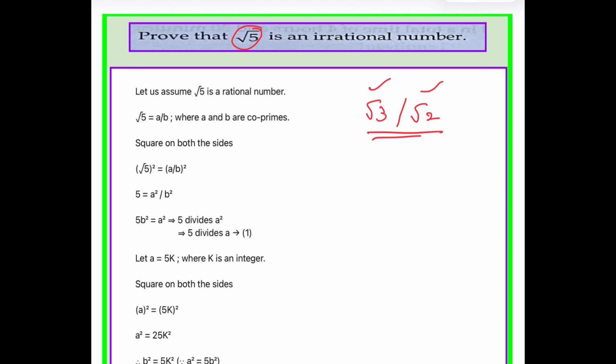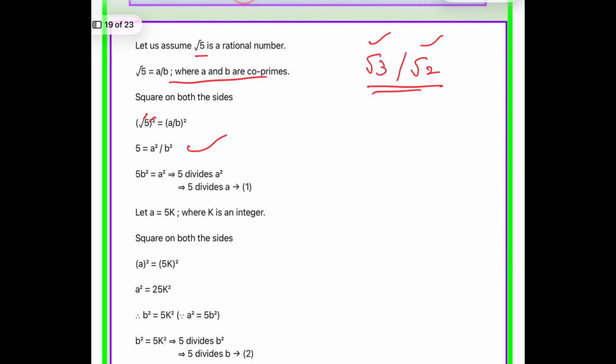Let us assume root 5 is a rational number. Root 5 is equal to a by b, where a and b are co-primes. Square on both sides. Square and root cancel. A square divided by b square. By cross multiplication, 5 into b square equal to a square. Therefore, 5 divides a square, so 5 divides a. Next, let a equal to 5k, where k is an integer.